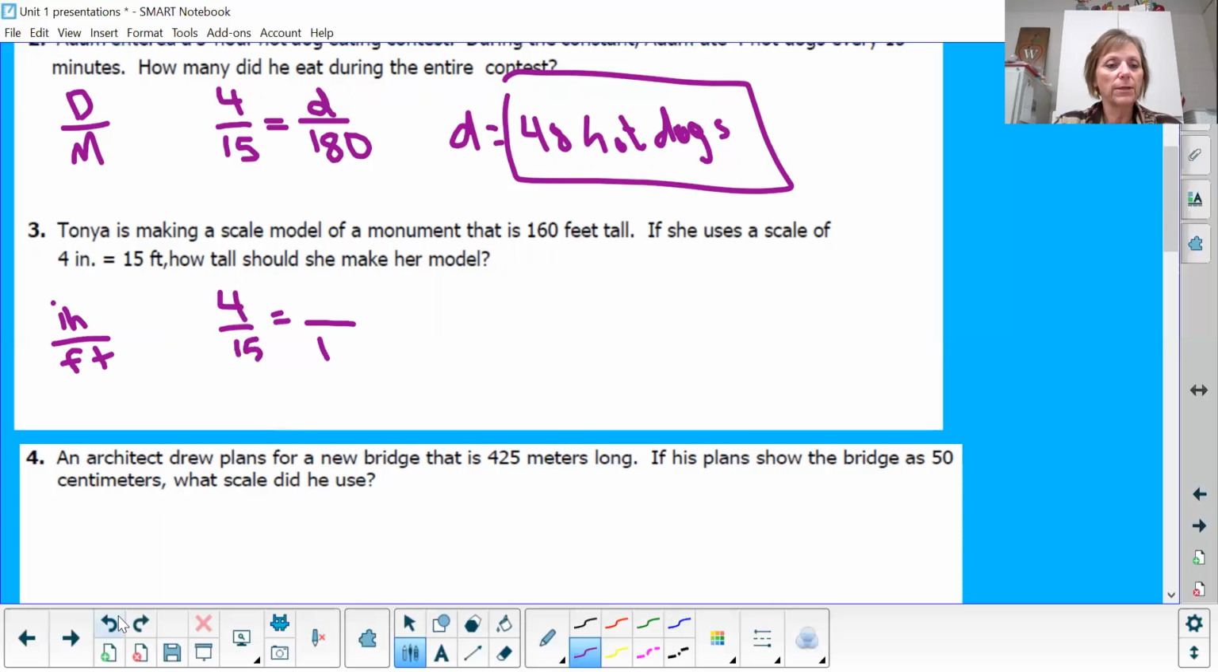Oh my goodness. Okay, I just didn't like the looks of this, so I'm going to redo it. And the answer is 42 2/3.